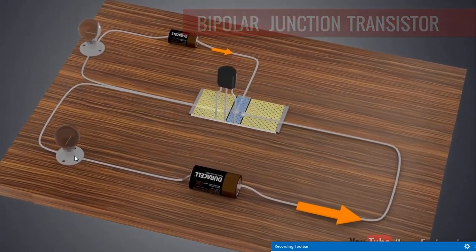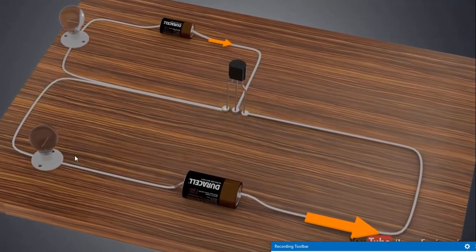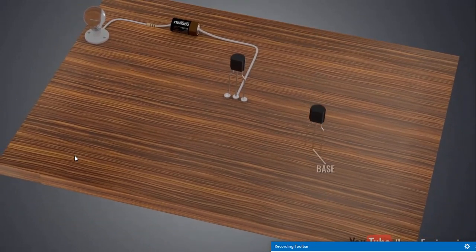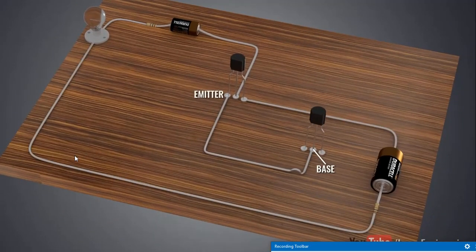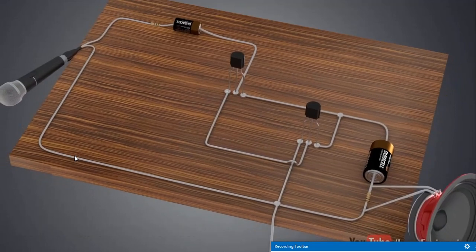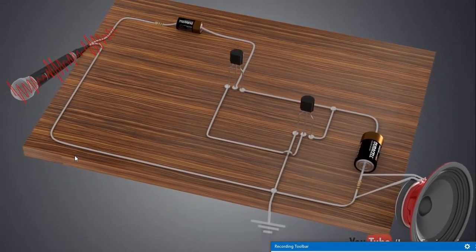If you take two such combinations in such a way that the base of one transistor is connected to the emitter of the other transistor, then you know what happens? A beautiful sound amplifier can happen. This is another representation of these things, and another application of a transistor. We call it dual stage amplification. One stage amplifies, and that is given to the second stage.